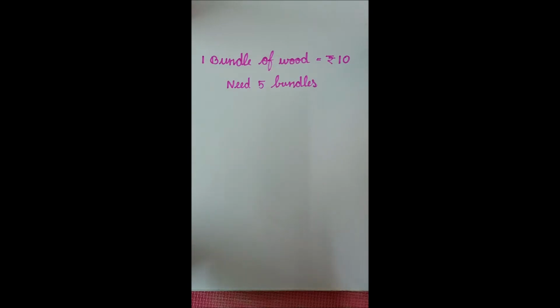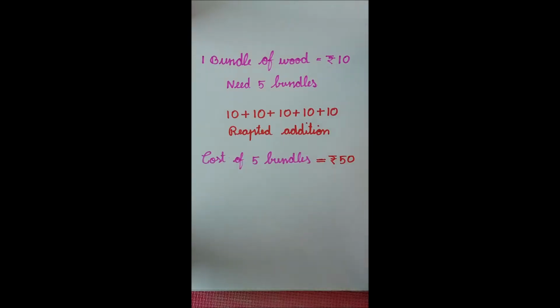Cost of one bundle is rupees 10. So they need 5 bundles. How much money does he need? So here the grandson used the repeated addition method because his teacher taught him that it is easy to think of multiplication. Here 10 plus 10 plus 10 plus 10 plus 10 is equal to 50. This method is called repeated addition.